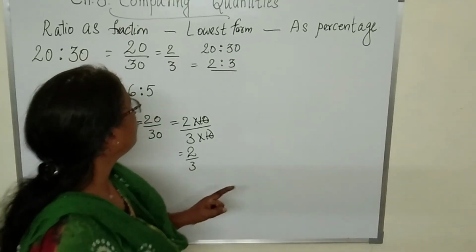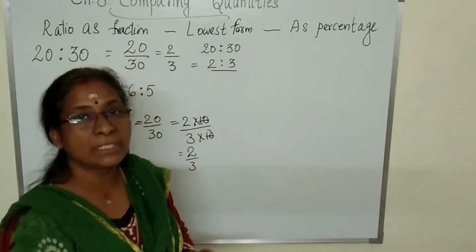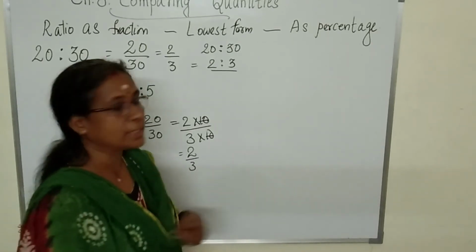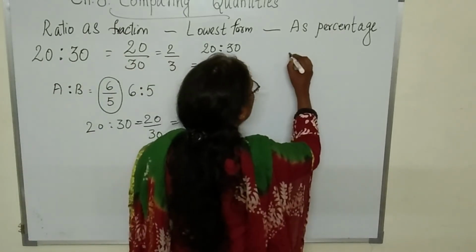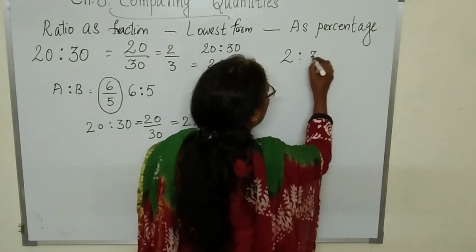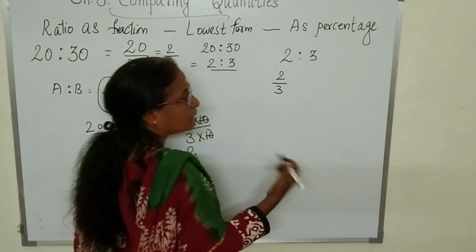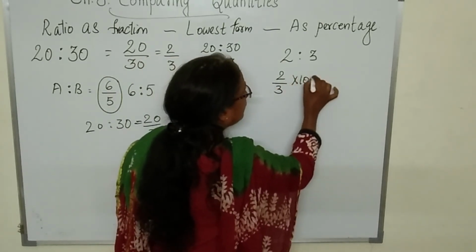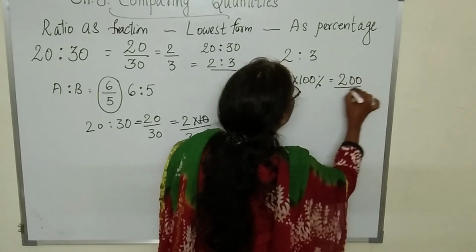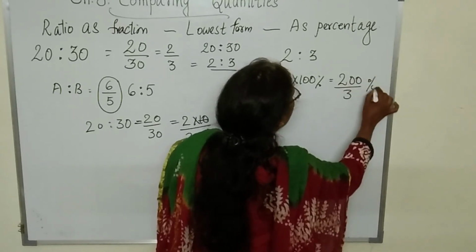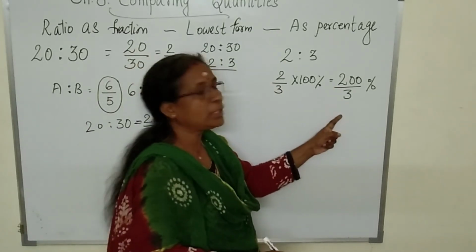Now let us see how to convert the ratio into percentage. In lower classes we have learned fractions can be converted into percentage. Similarly you can convert a ratio into percentage. If it is 2 is to 3, how would you write it as fraction? 2 upon 3. Then how will you convert it into percentage? Multiply by 100%. So we get 200 upon 3. So 2 is to 3 can be written as 200 upon 3%.